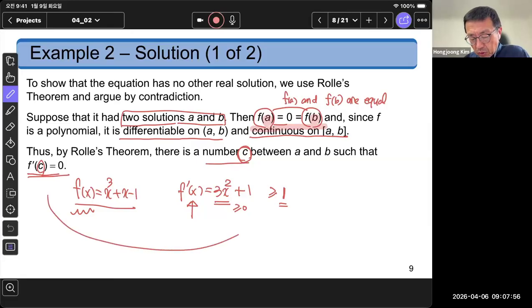So these two are causing a contradiction. And this contradiction originated from the assumption that there are two solutions. So the Rolle's theorem can be used to derive a contradiction from this first assumption. Okay? So that's the usage of Rolle's theorem in this problem.